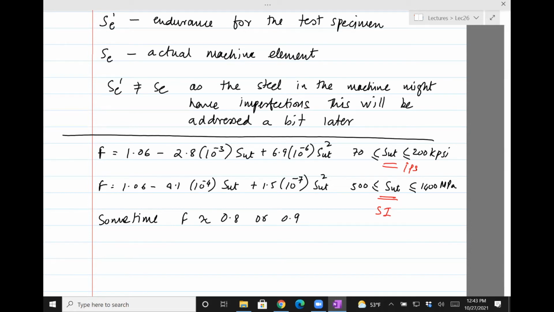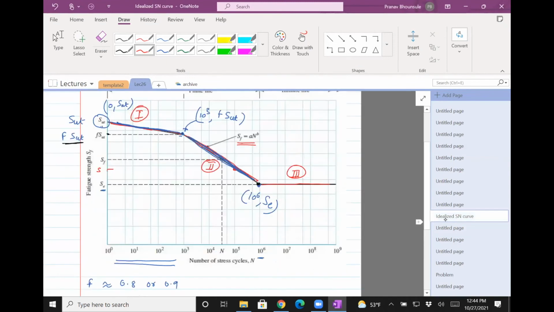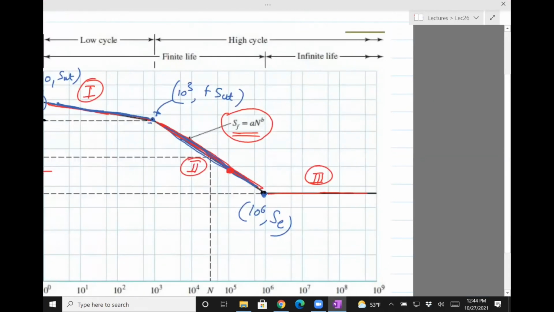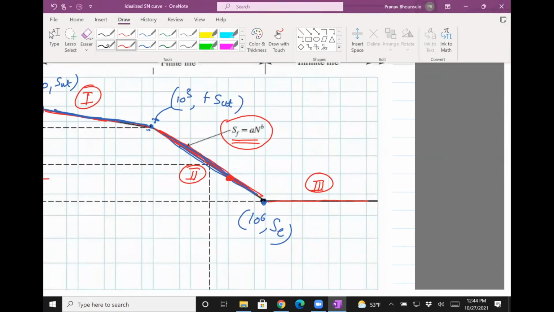Okay, so what I'm going to do next is, so we found this formula, we found SE, we found F totally from experiments, but now the second goal is to find this curve, right? This curve is modeled as SF equals A times N raised to B. Okay, so it seems a little bit strange. So why is that curve SF equals A times N raised to B? It's because of this.